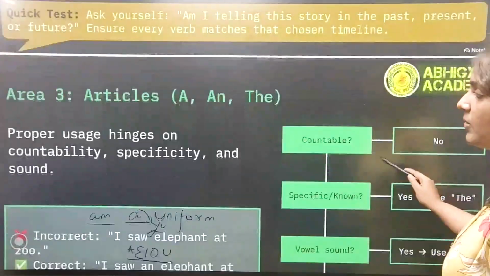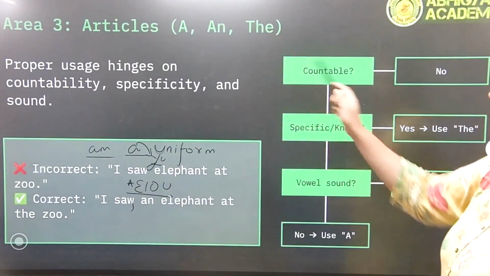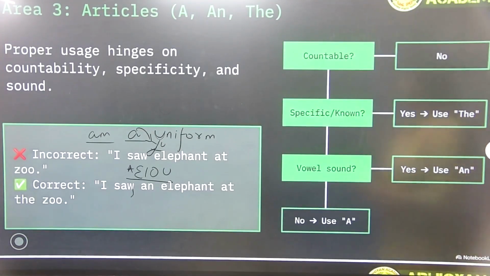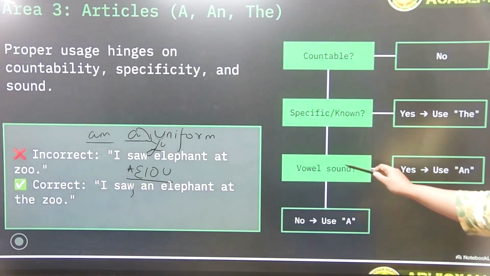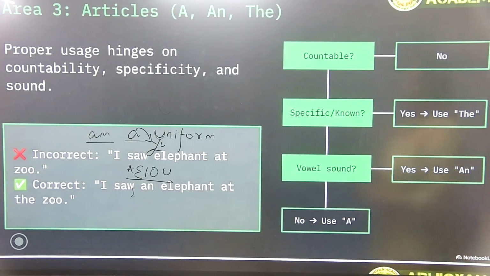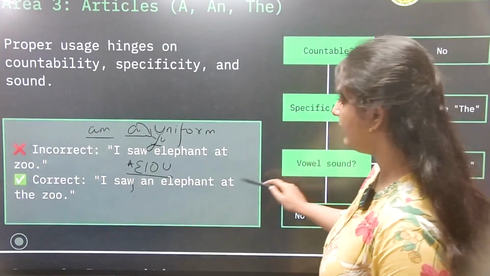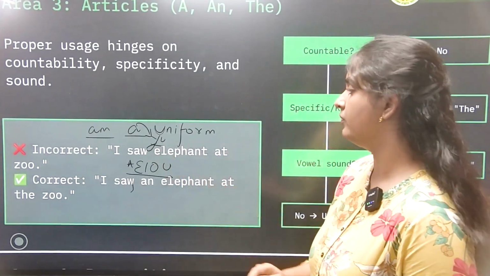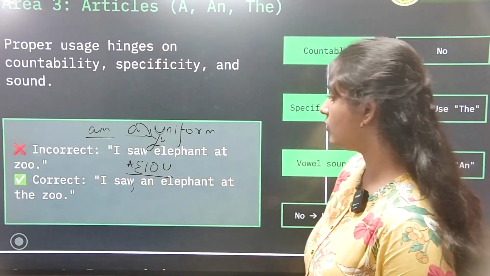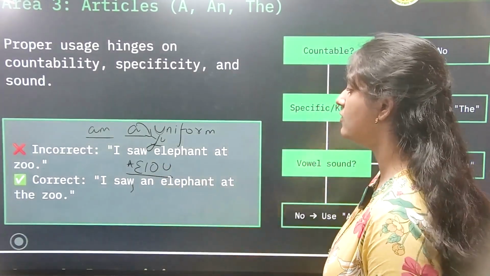Now the second, which people get confused, is for articles a and the. Now when do we use the for specific terms? A vowel sound. If there is a vowel sound, you will use an. अभी जैसे मैंने यहाँ बताया, I saw elephant at zoo. इसमें E is a vowel, A, E, I, O, U. So the correct will be I saw an elephant at the zoo.